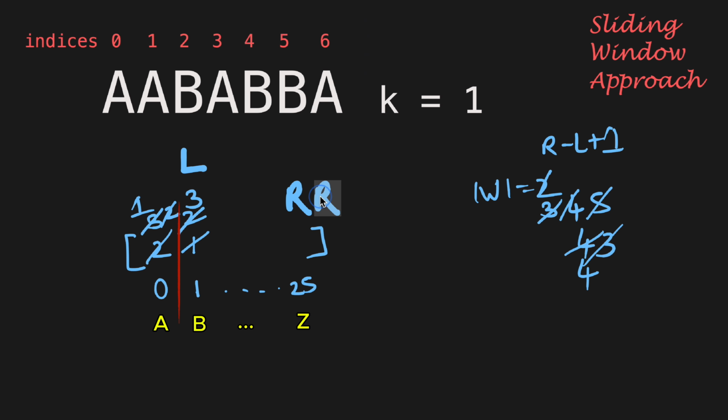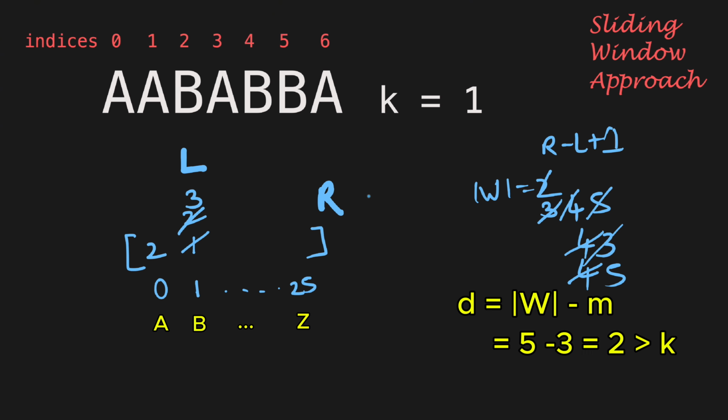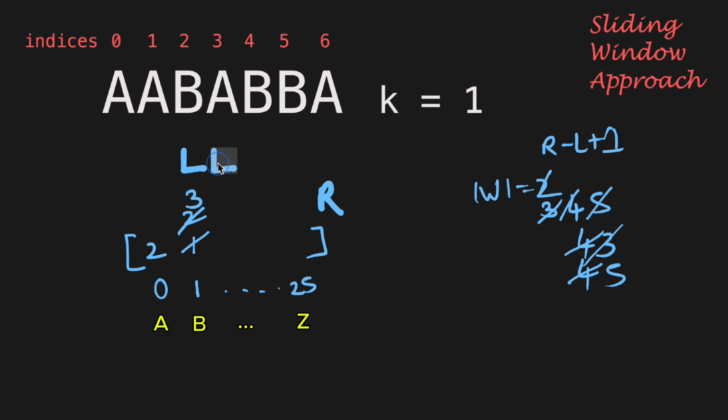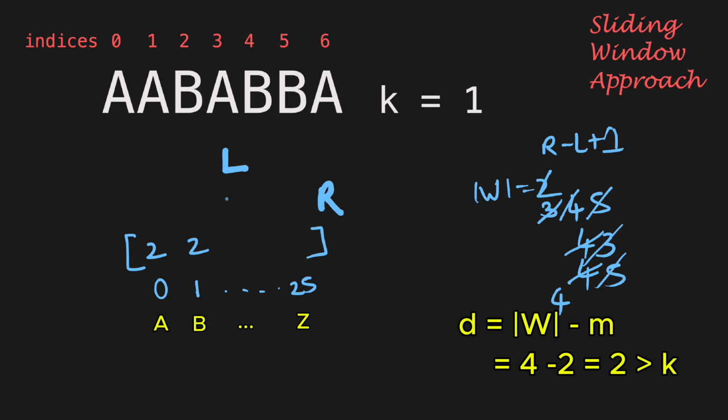So we expand the window further, where we encounter character a. Now the number of a's becomes 2, the window length is 5, and the maximum frequency is 3. So the number of replacements required will be 5 minus 3 equal to 2, which is more than k. So we shrink the window and reduce the frequency of character b to 2, and the window length becomes 4 and the maximum frequency is 2. So the number of replacements required is still 2, which is more than k. So the window is still invalid.